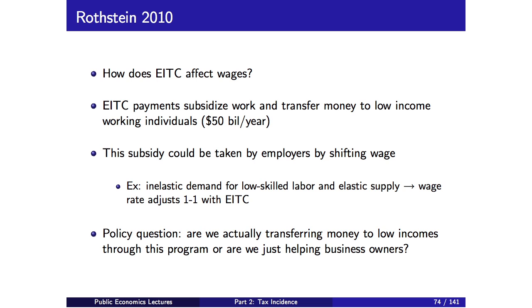So EITC payments, as we've discussed, subsidize work and transfer money to low-income working individuals. The concern is that that subsidy could be taken by employers who are shifting the wage. So for example, if you have inelastic demand for low-skilled labor and elastic supply, we know that wage rates are going to adjust one for one with the EITC. That is, the employer is going to completely capture the incidence of the program. So that's the key policy question. Are we actually transferring money to Walmart, or are we giving money to low-income individuals through the EITC?